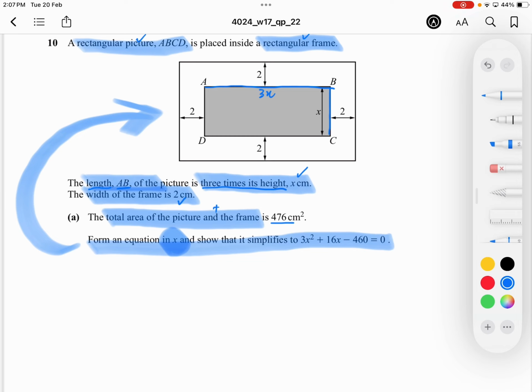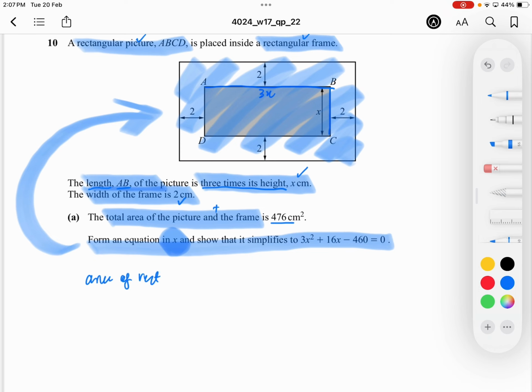So what? This is the total area of picture and frame. Artinya the whole thing lah. Okay, so area of rectangle. Just to differentiate, area of big rectangle, which is the whole thing, which is the picture plus frame. Okay, area of rectangle is length times breadth. Big ke small ke, masih sama formulanya. Okay, so length times breadth.